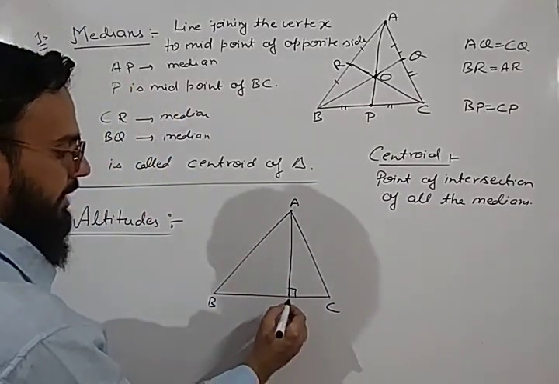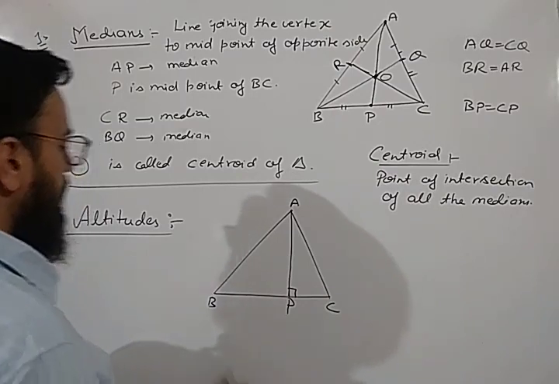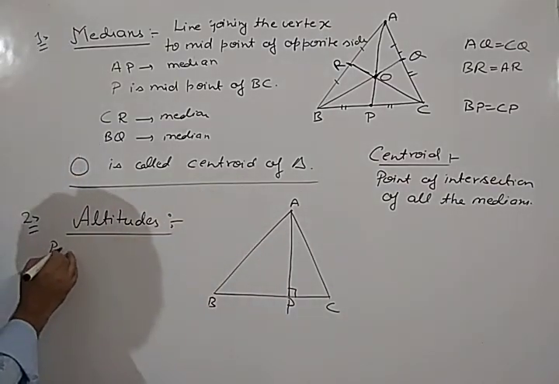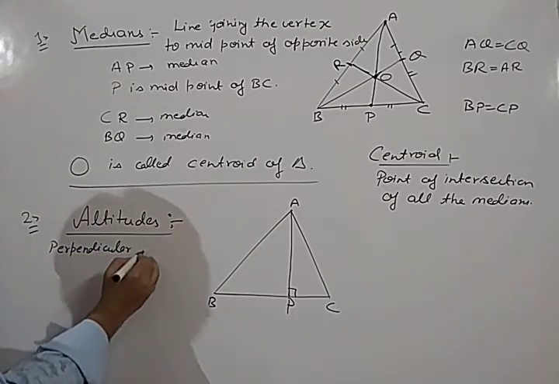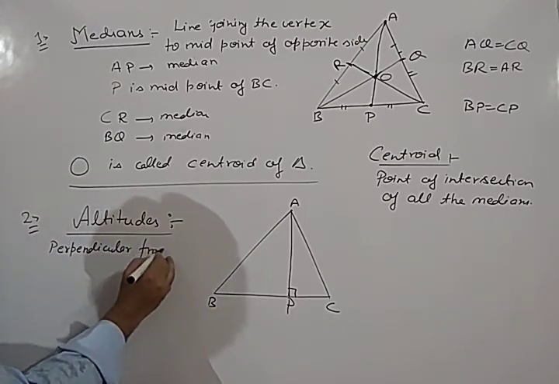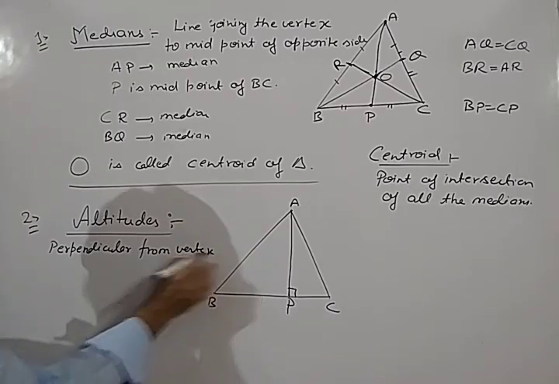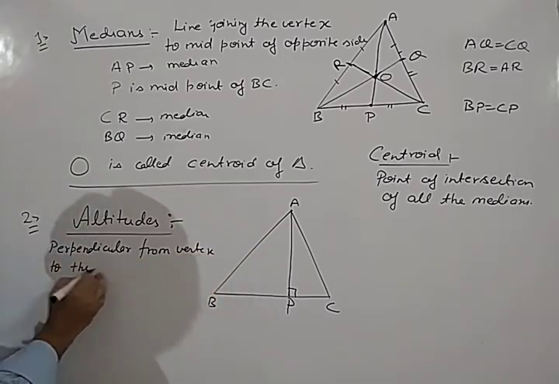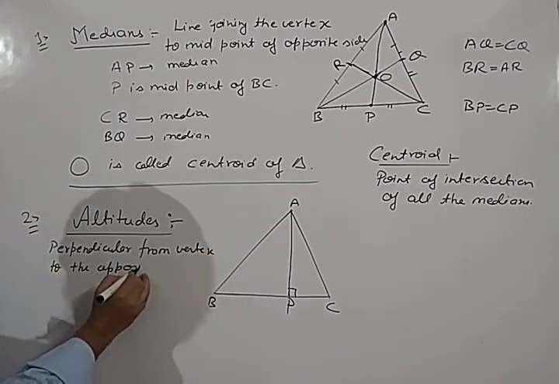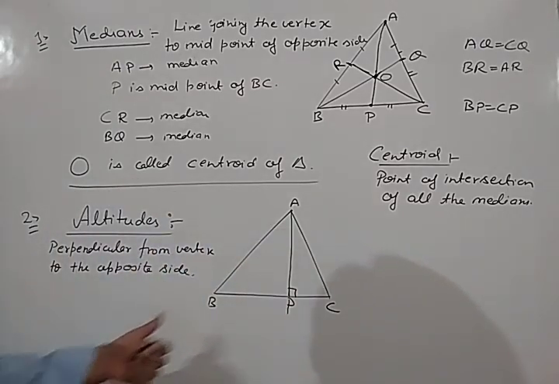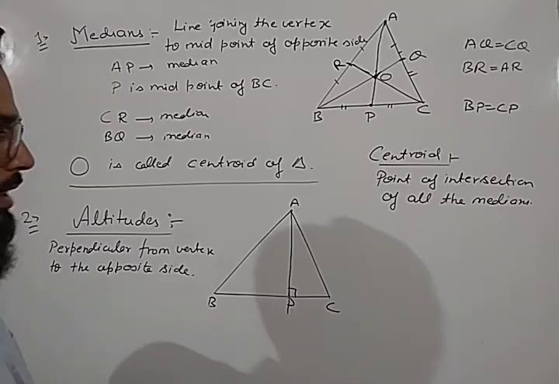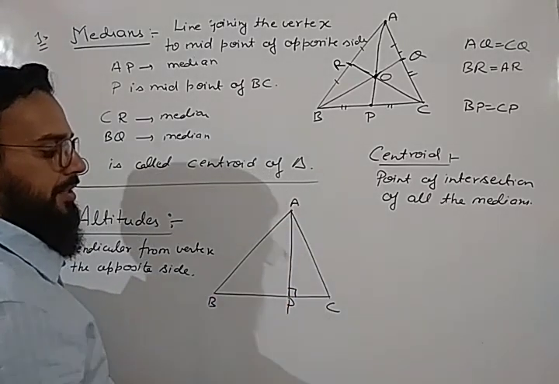So here if we take AP, AP is an altitude. So what is the definition of altitude? Perpendicular from the vertex to the opposite side is called altitude. So AP is an altitude.